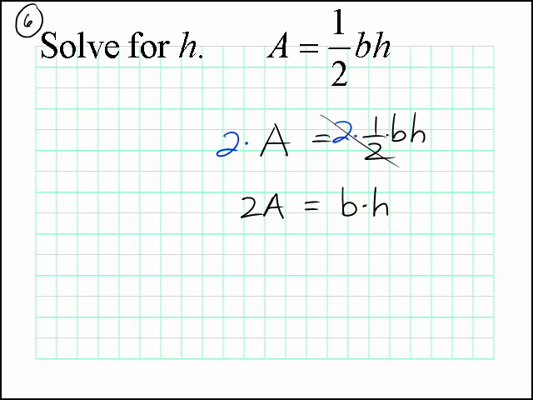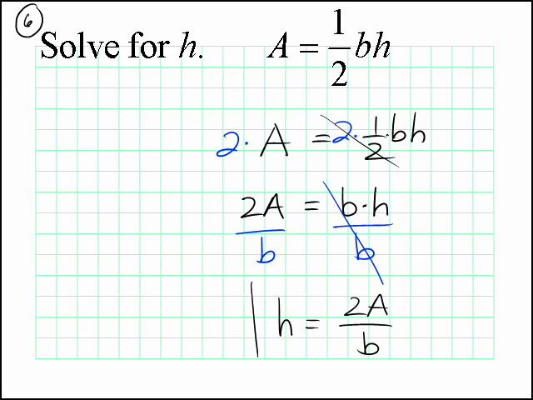The next step in solving for h is to divide both sides by b. Those b's cancel away or reduce, and I now have it solved for h. H will equal 2a over b. Example number 7.